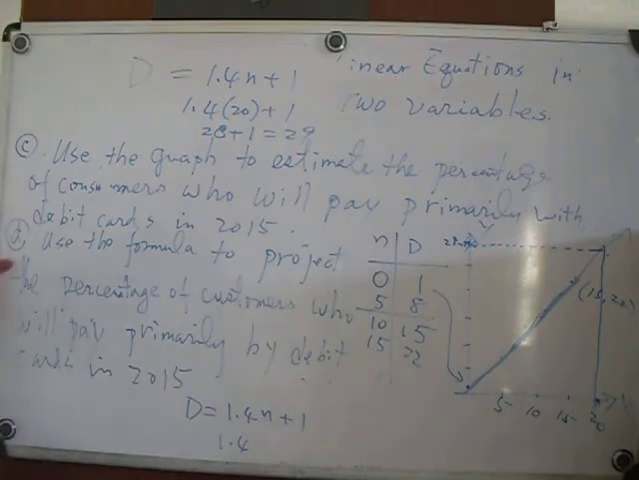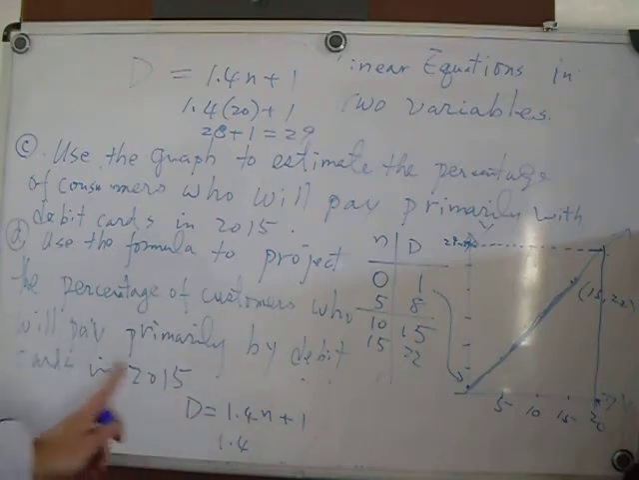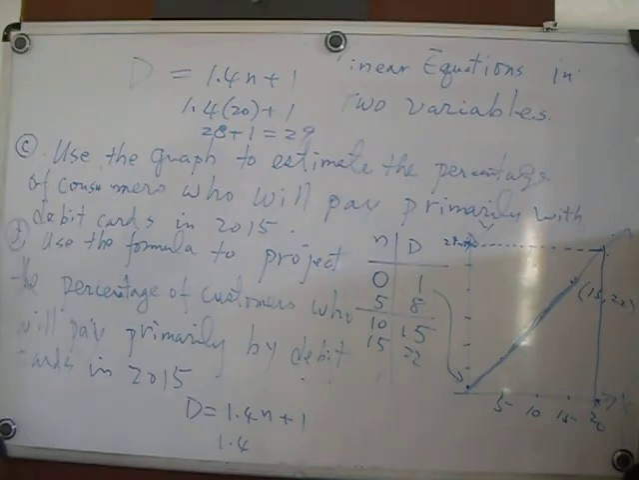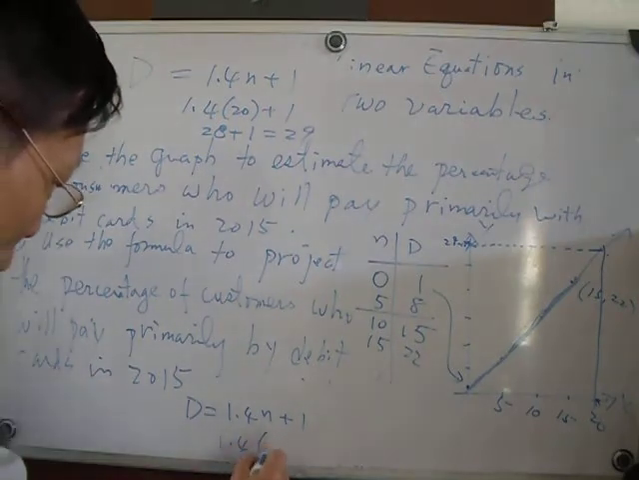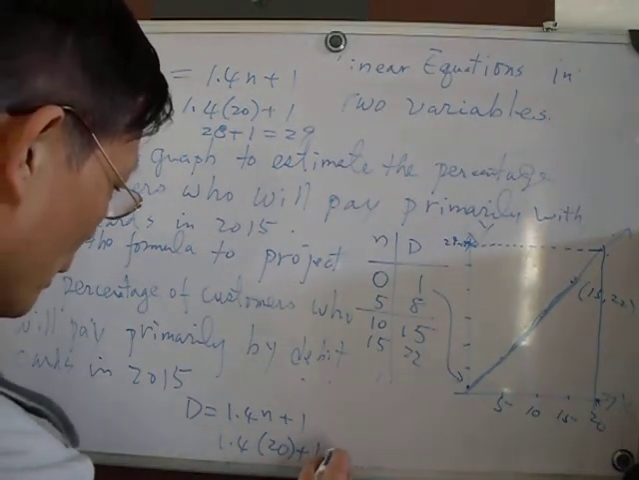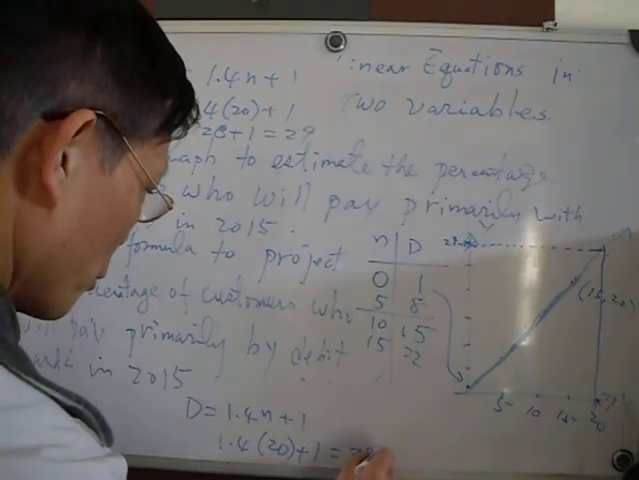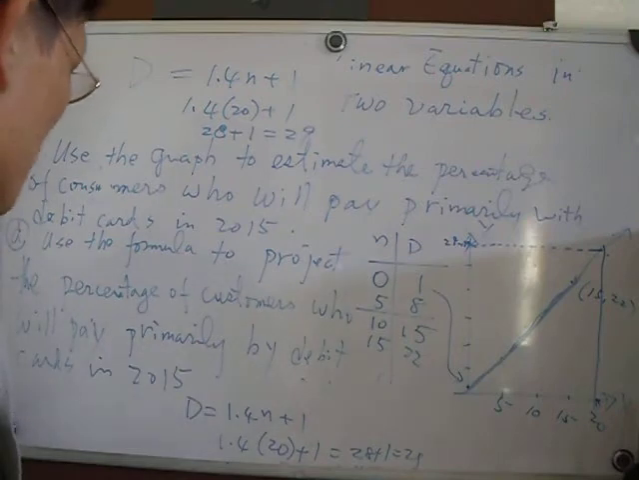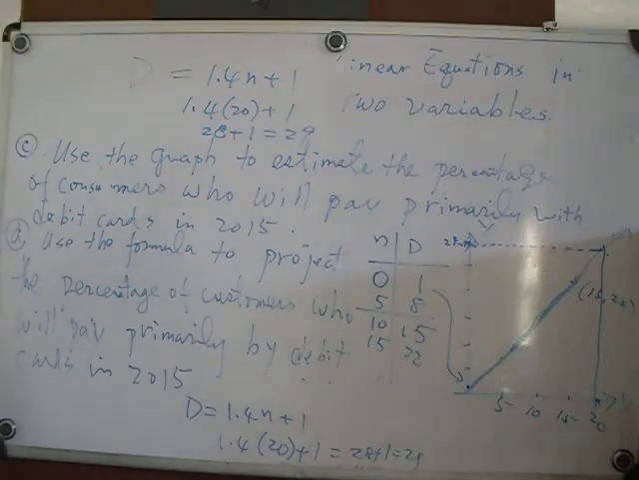And then D: use the formula to project the percentage of customers who will pay primarily by debit card in 2015. This D wants you to do the algebra. So you multiply by 20 plus 1. That should be 28 plus 1, 29. So this should match these two numbers. Okay? This is the end of our section 4.16.